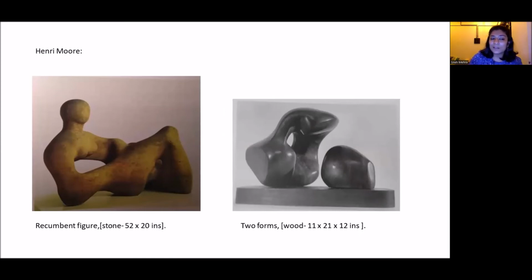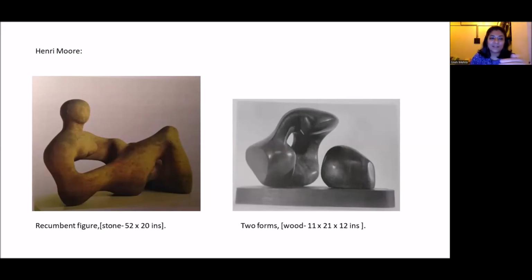And on the left-hand side, the reclining figure you can still recognize, but on the right it is going abstract. The left-hand side is the work from the early time, and on the right side it's the work from the later stage. So you can see how the artist's whole journey progresses, how he changes, how he evolves.